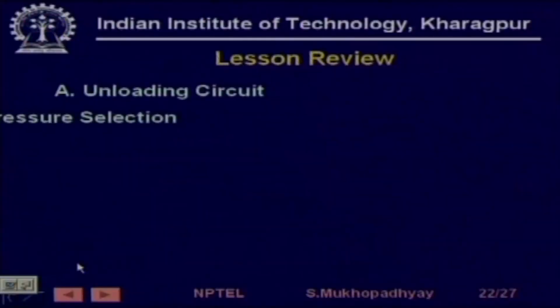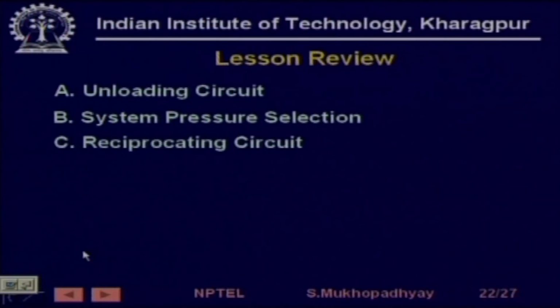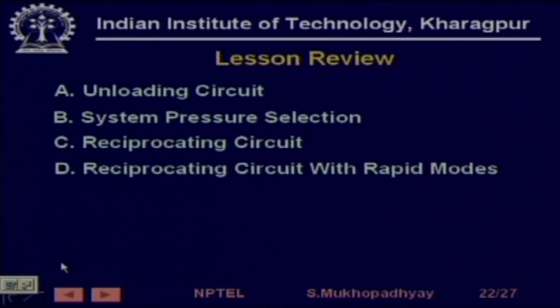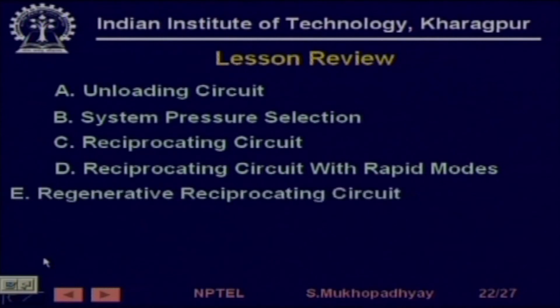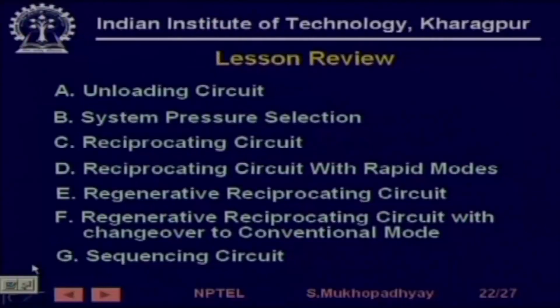So these are some of the circuits, and what we have seen in this lesson are unloading circuits, system pressure selection circuits, various kinds of reciprocating circuits with rapid modes, reciprocating circuits with regeneration, reciprocating circuits with regeneration plus conventional, and finally sequencing circuits, which are basically reciprocating circuits with multiple cylinders. Okay. So that brings us to the end of the lesson.